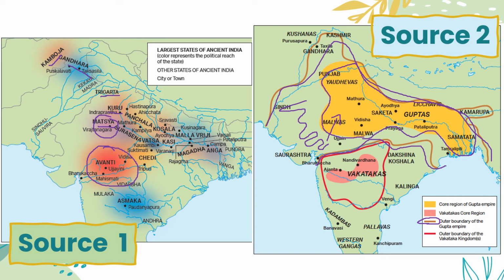Okay, and then the same for the Vakatakas. Anything that's in the pink is very organized, urbanized. Anything that's in this red boundary but not in the pink is probably more rural and less part of the state. Make sure as you go through your worksheet, you answer the questions using these slides. Pause to get up until the last one.